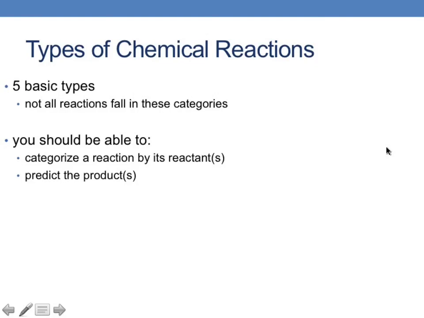So, there are 5 types of reactions, basic types. Not all reactions fall under these, but we have 5 that we're going to talk about in this unit. By the end of this unit, or by the end of this week, hopefully by the end of today, you should be able to look at your reactants, say you have A and X, and tell me what type of reaction it is, to be able to classify it by looking at the reactants.